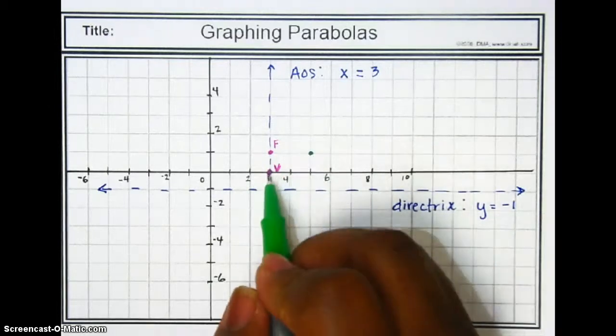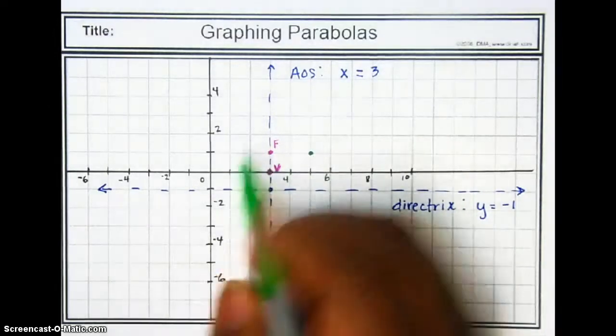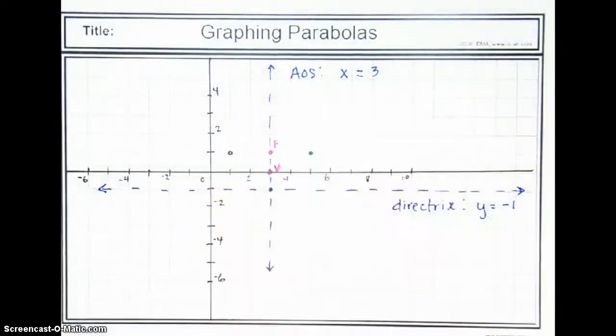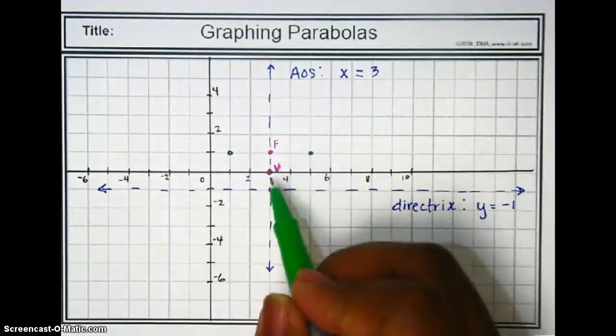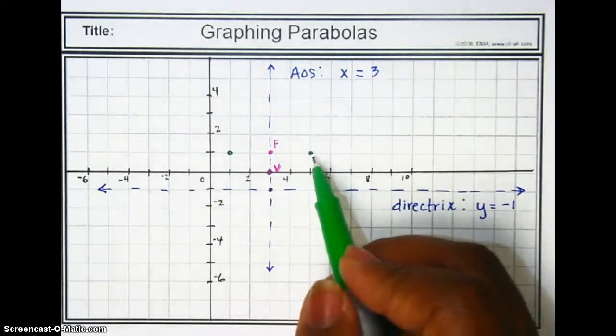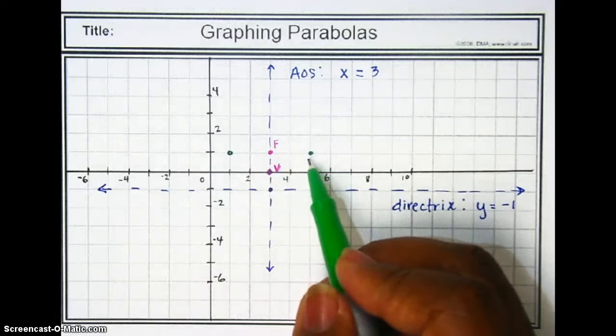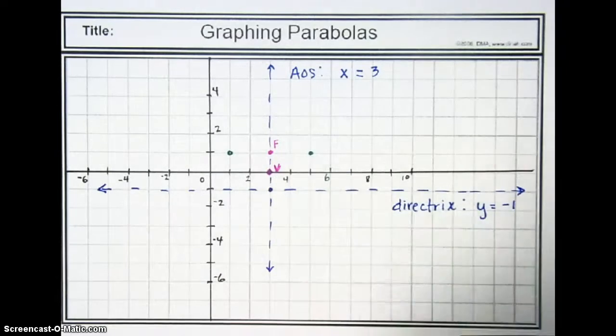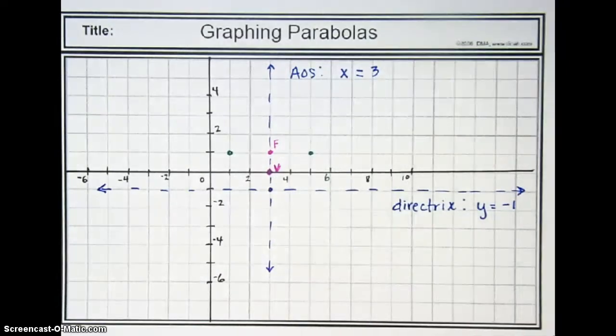For example, if I know that (5, 1) is on that parabola, from the vertex I've gone up 1 and over to the right 2. If I go back to the vertex and go up 1 and over to the left 2, then I have another point that's on my parabola, including the vertex as well as the other point that we were given as (5, 1).